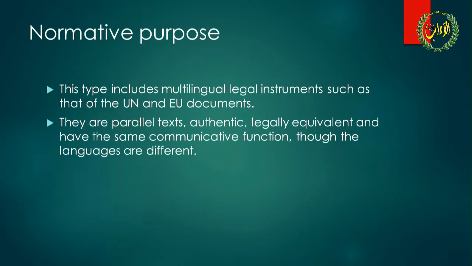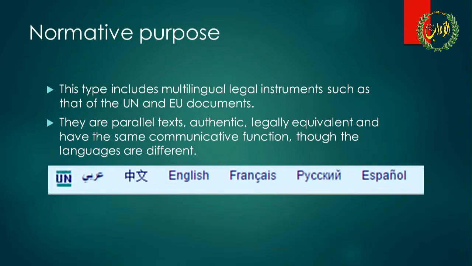Usually they are issued in more than one language according to the official languages of that institution. So for example here, if we go to the web page of the United Nations, we see at the very top of the page the official languages of the UN. Here we see Chinese, English, French, Russian, Spanish, and of course Arabic. So 6 official languages of the UN. If the UN decides to issue a resolution or an official document, it would issue it in these official languages: Arabic, Chinese, English, French, Russian, and Spanish.